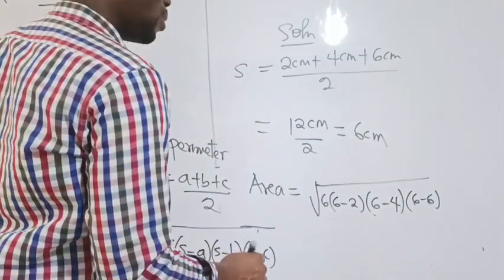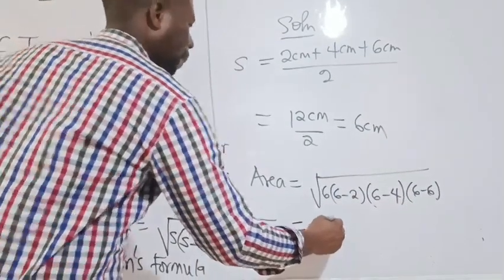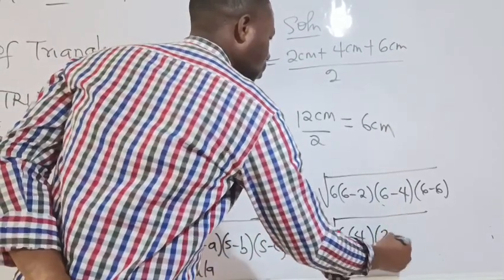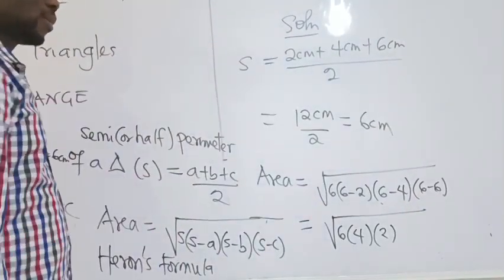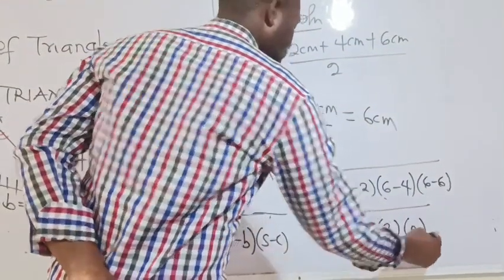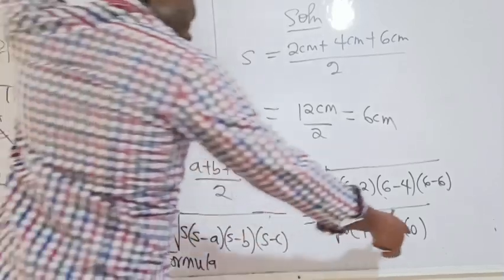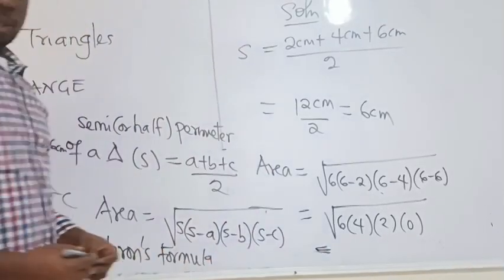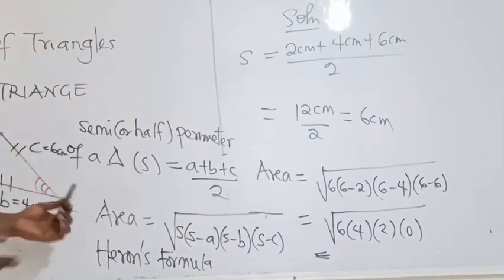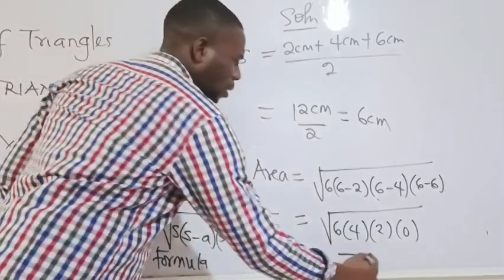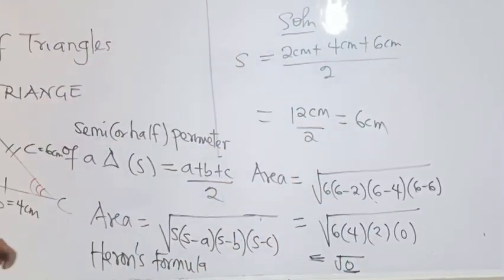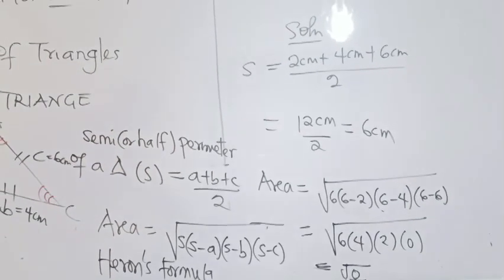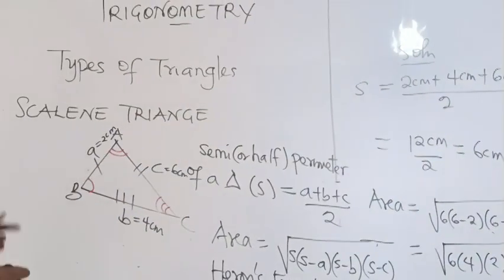So what we simply do is this. This turns out to be the square root of 6 into 4, this is a 2, and this is 0. Once I stick in a 0 here, everything boils down to 0. So this is really not a feasible calculation. This is the same as the square root of 0, and it leaves everything with 0. All right, so let's go ahead and talk about some other types.